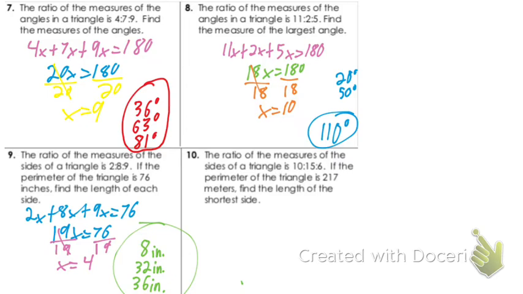Mr. Carlson, we learned last section, and we did it in our warm up today, that the two small sides have to add to more than the third side. 8 plus 32 is 40, and it's bigger than 36. What if we had numbers that weren't bigger than the third side? Do we have to answer differently? Do we still do the same thing? What do we do?